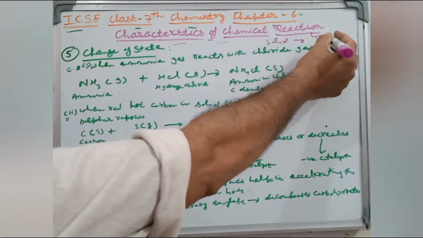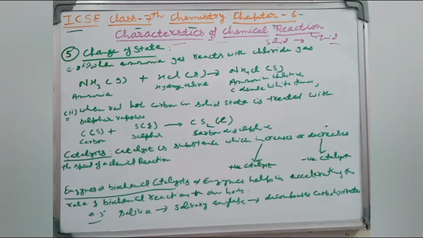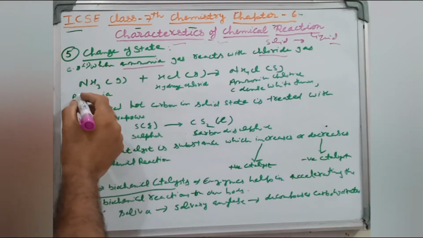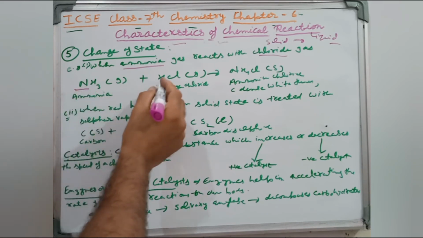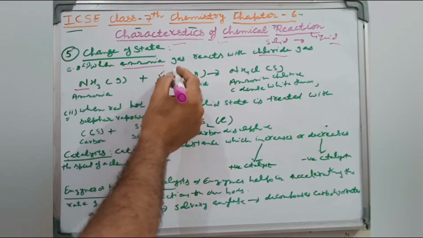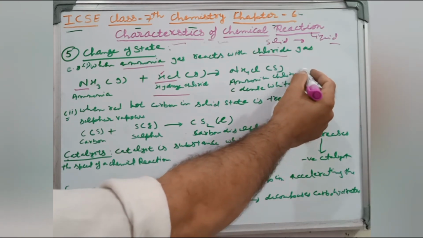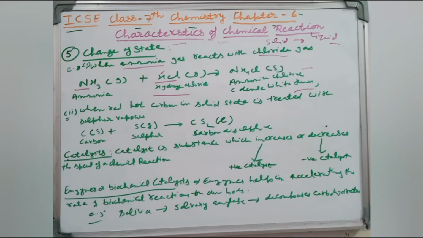Right, students? When we provide energy, during the release of vapors, the energy is utilized to increase the distance between the molecules. For example, when ammonia gas reacts with hydrogen chloride gas, the formula of ammonia is NH3, and hydrogen chloride is HCl. Then we get ammonium chloride, dense fumes of ammonium chloride are obtained.